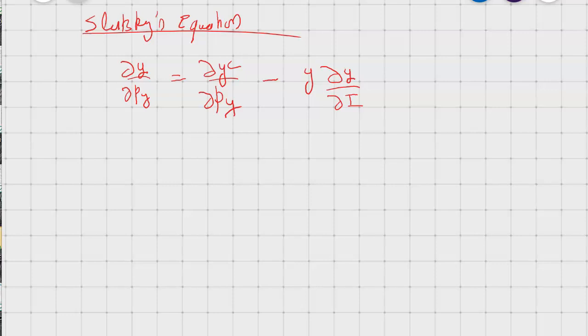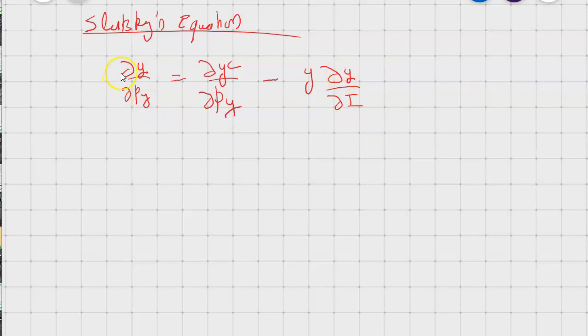In this video, we will derive the elasticity form of the Slutsky's equation. As you may recall, the Slutsky's equation essentially says that the price effect, which is for a good y, del y over del py, equals the substitution effect, which is essentially the derivative of the compensated demand function, plus the income effect, where income effect is given by minus y times del y over del I. Where y is a Marshallian demand function and I is income.